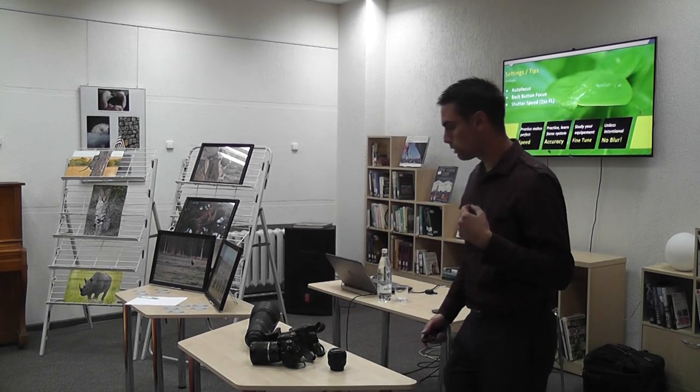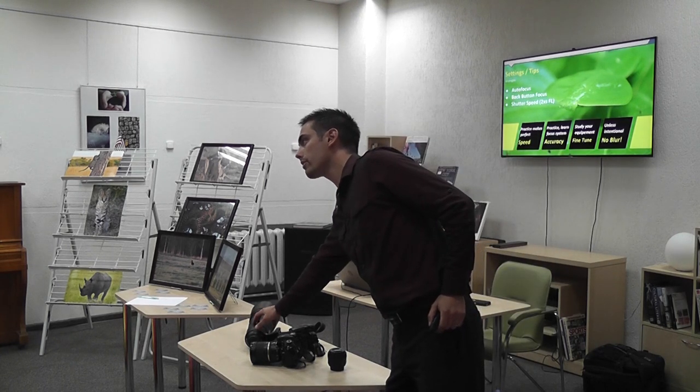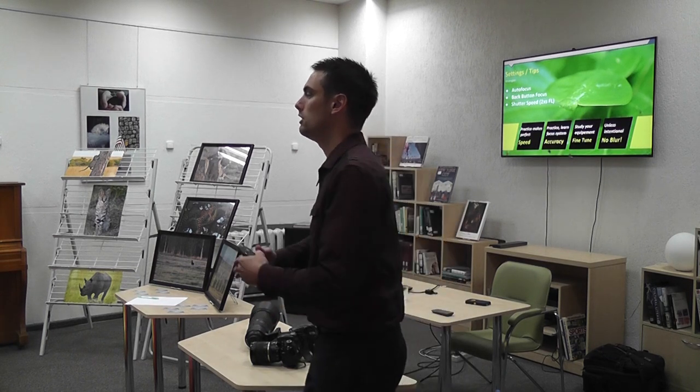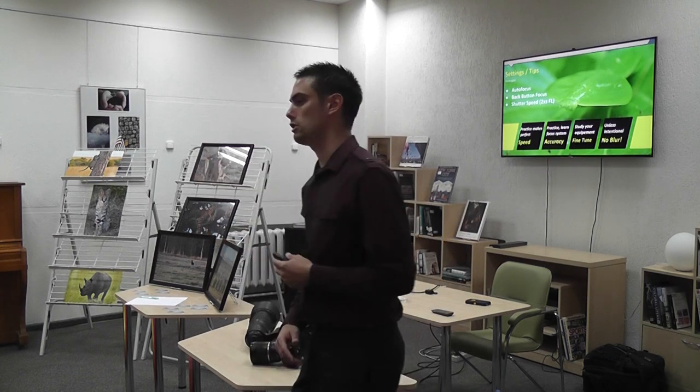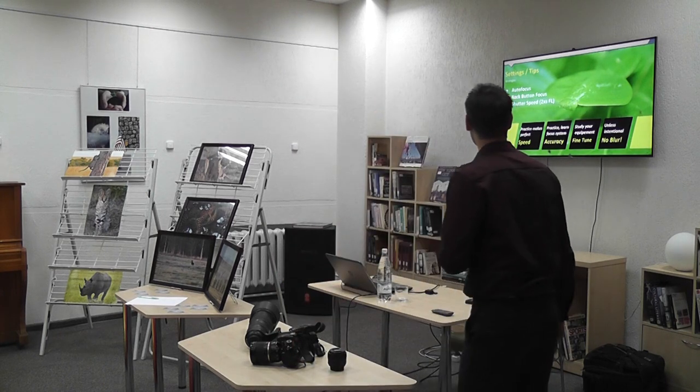Shutter speed, general rule, make sure the speed is 2 times the length of your lens. So if you have a 500 millimeter focal lens, you need at least 1/1000th of a second shutter speed. Just a general rule to follow. Sometimes you can break it, but that's usually the case.